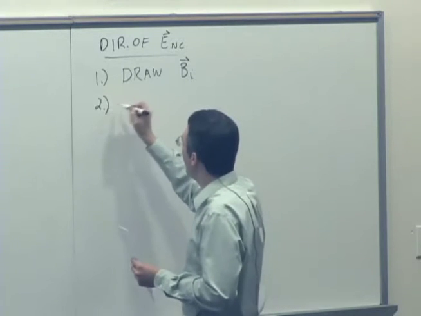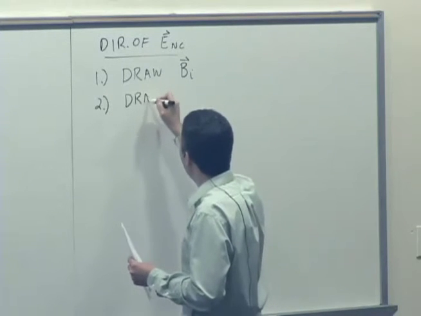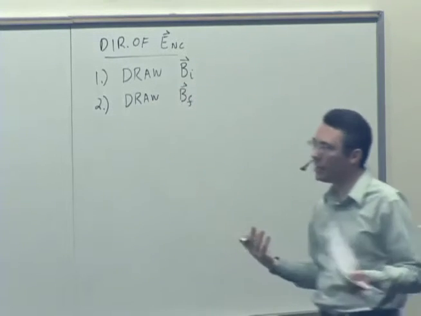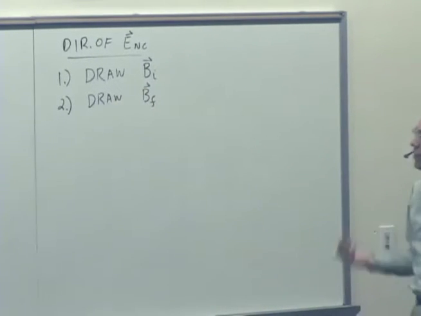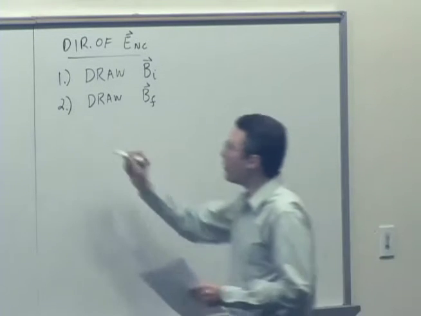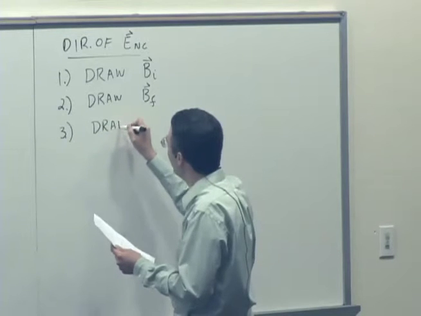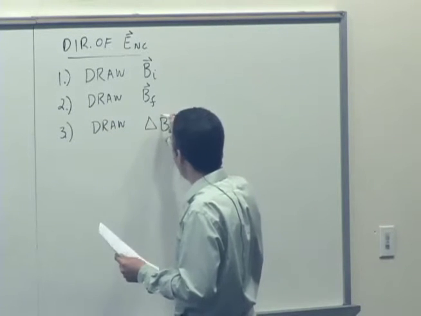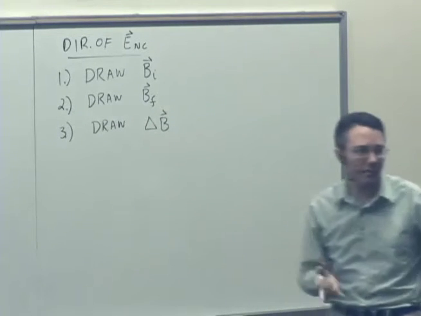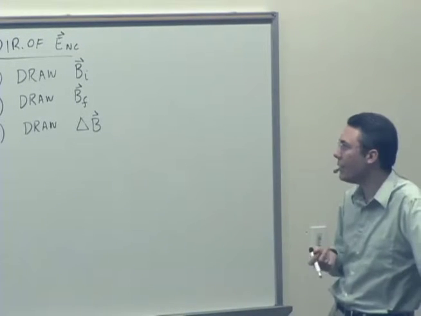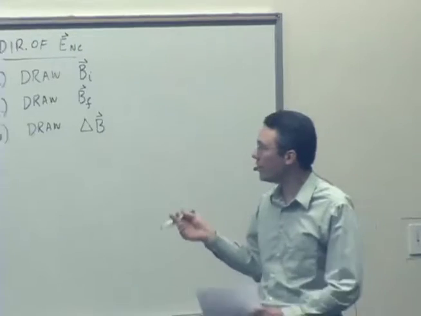So the first thing you have to do is draw your initial and final magnetic field, if there is a changing magnetic field at some point. Use that to determine graphically the direction of the change in magnetic field. Remember, when you're finding a difference in two vector quantities, you draw them tail to tail, and then the delta B points from the tip of the initial to the tip of the final.